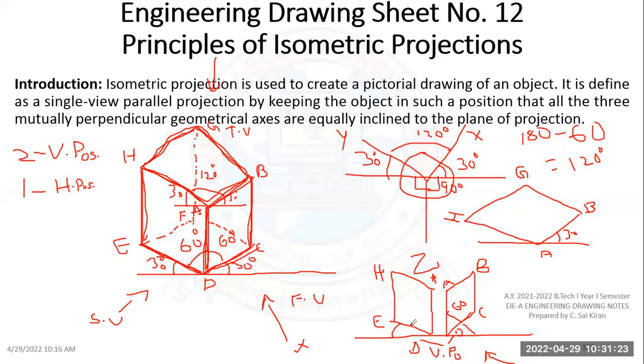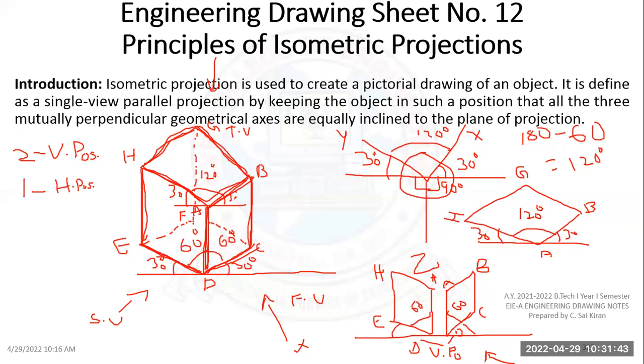So this is 30 and the internal will be 60. Okay, so this is 30 and this is 30. So the internal angle between the x-axis and y-axis will obviously be 120 degrees. Okay, so this is the basic explanation of the isometric.